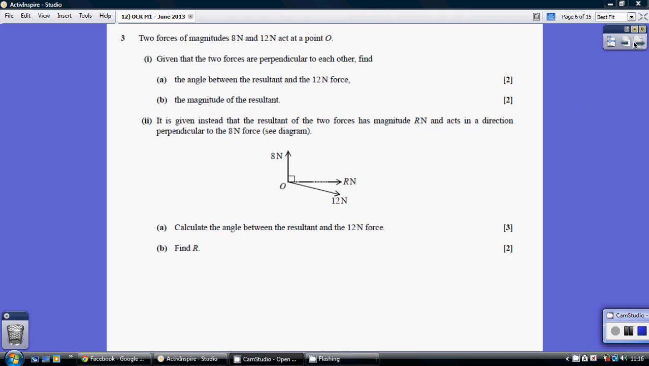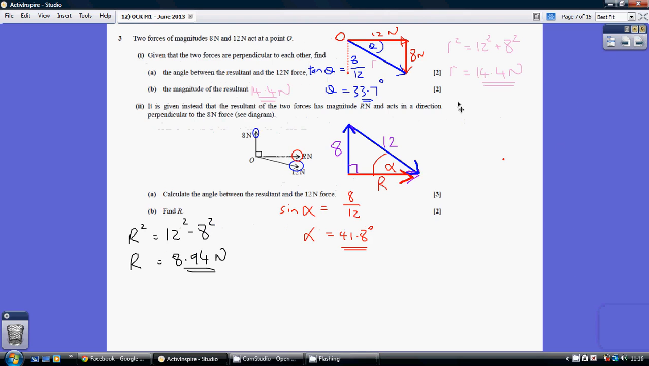Question 3. Well, this is really just about getting your right-angled triangles drawn appropriately, because if you can, it's then very straightforward trig and Pythagoras. So, for part 1, we're told that we've got two forces of magnitude 8 and 12 newtons acting at a point 0, and that they are perpendicular to each other.